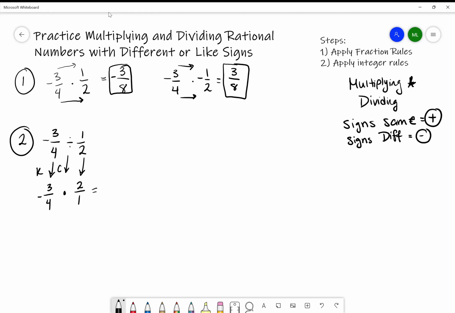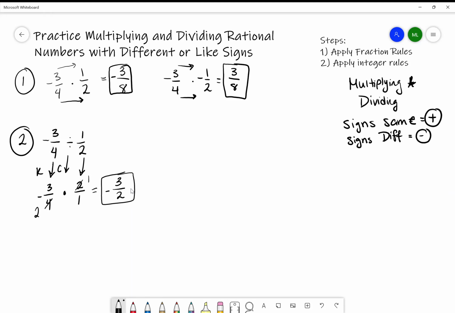Okay, so now you would use the same rules for multiplying fractions at this point. When you divide fractions, the goal is to change it into a multiplying problem. So I have a negative 3/4 times 2 over 1 now. Before I go straight across, I can do cross cancellation. 2 goes into 4 2 times, so I can change the 2 into a 1 and 4 into 2. So it now becomes 3 over 2 when I multiply straight across. And since I had different signs here, it's going to be negative. So it's negative 3/2 is my final answer.